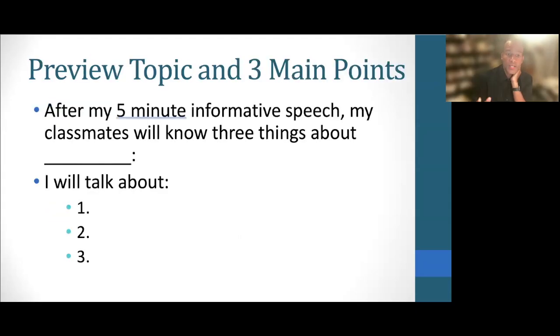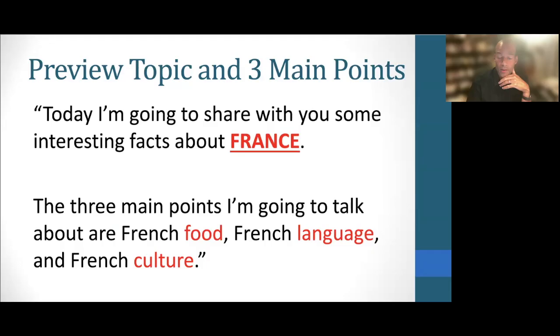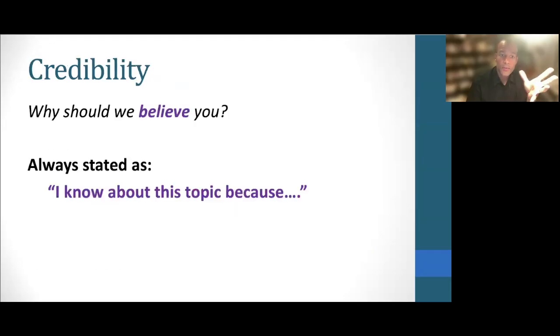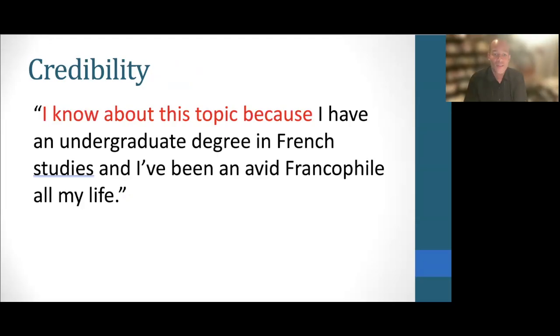Then we've got to preview the topic and the three main points. After my 5-minute informative speech, my classmates will know three things about the topic, okay? So we're talking about France, and the three main points that we're going to talk about in this presentation are French food and French language and French culture. And then the last thing, credibility: why should we believe you? So I've given an instruction, we must state this as I know about this topic because. Why do we know about the topic? And so in this case, he tells us, I know about this topic because I have an undergraduate degree in French studies, and I've been an avid Francophile all my life. Francophile, a lover of all things French, okay?